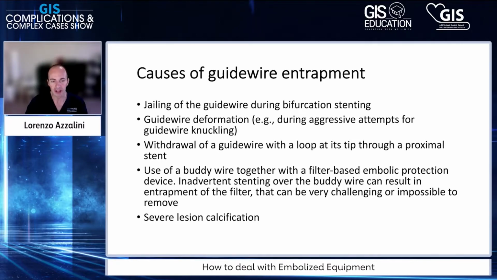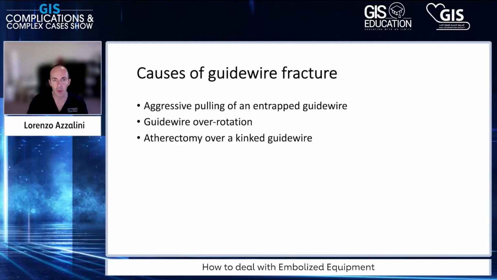In case of severe lesion calcification, or in more rare cases where we stand over a buddy wire, or there is a filter embolic protection device in an SVG PCI and we jail the wire with the filter. What about wire fracture? This can be caused by aggressive pulling on an entrapped guide wire, of course, due to guide wire over rotation, or atherectomy over a kinked guide wire.